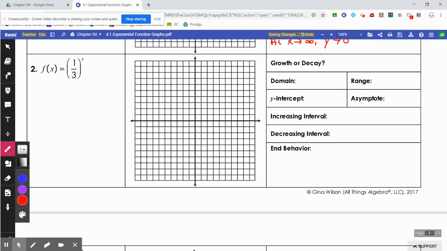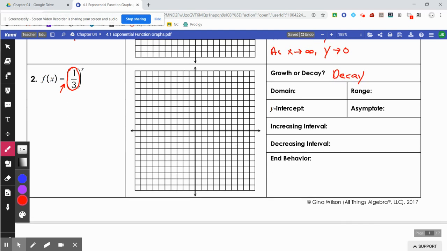Number 2, 1/3 to the x power. Again, there's nothing out front. So therefore, we're going to go by what's in here. Since this is between 0 and 1, this is going to be an example of exponential decay. Now let's make us a table of values, and it's going to look a lot like our previous graph, and we'll understand why a little bit more in just a little bit.